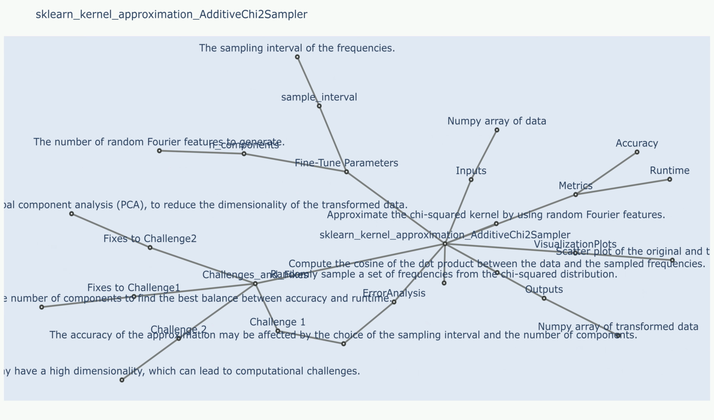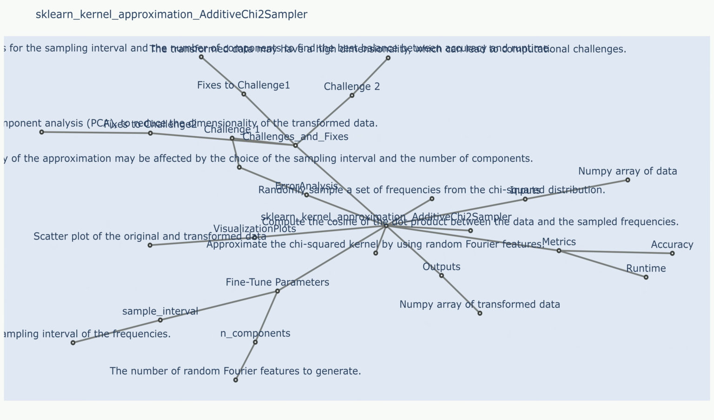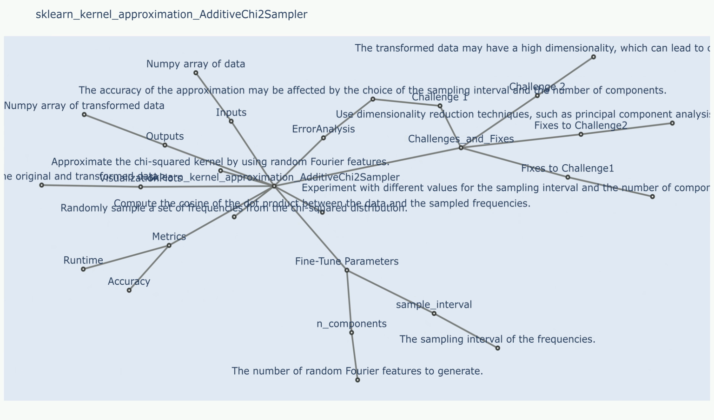Inputs: X, the input data, which should be a 2D array of shape n_samples by n_features, where each row represents a sample and each column represents a feature. The data should be non-negative. Sample weights: an optional array of sample weights, which should have the same length as the number of samples in X. If provided, the weights are used to adjust the importance of each sample during the sampling process.